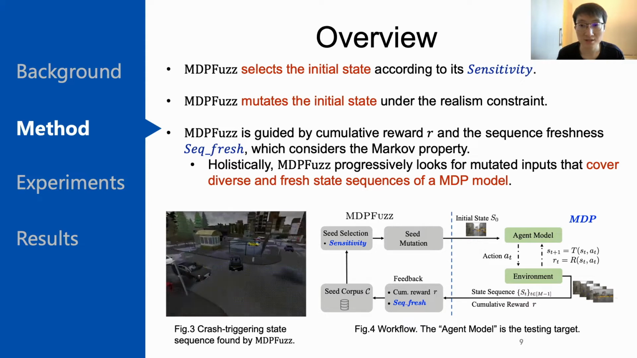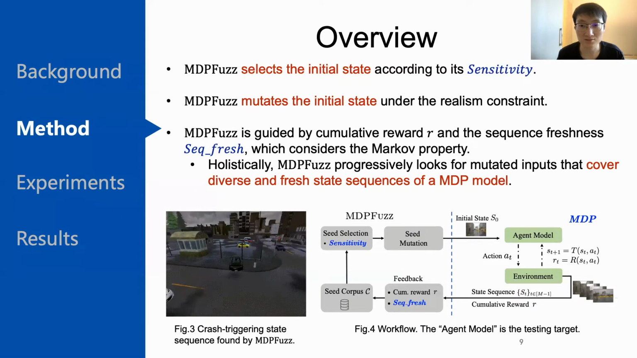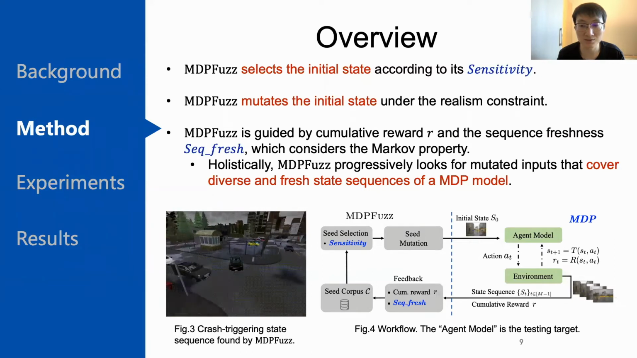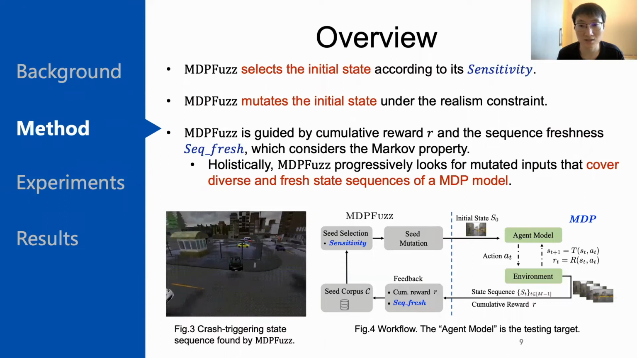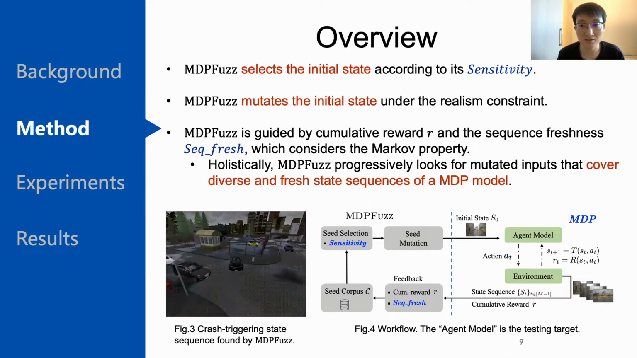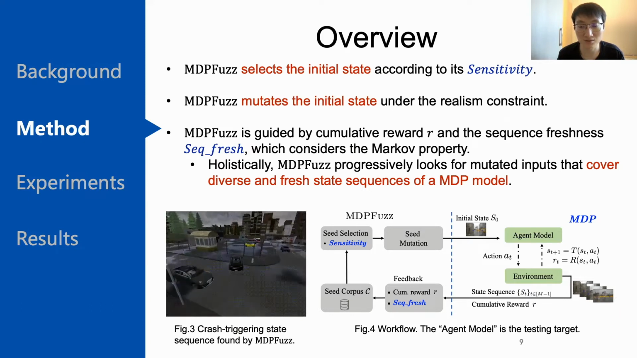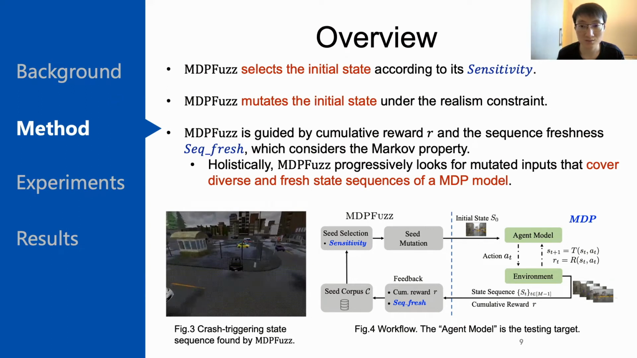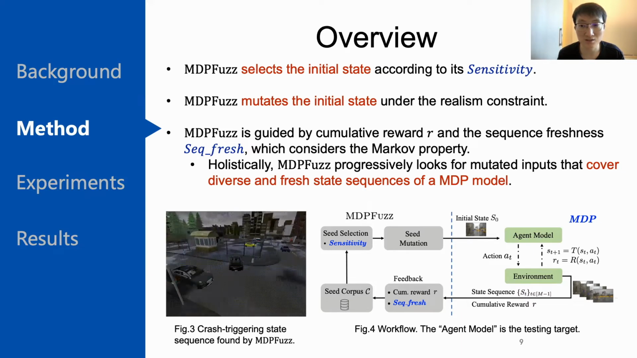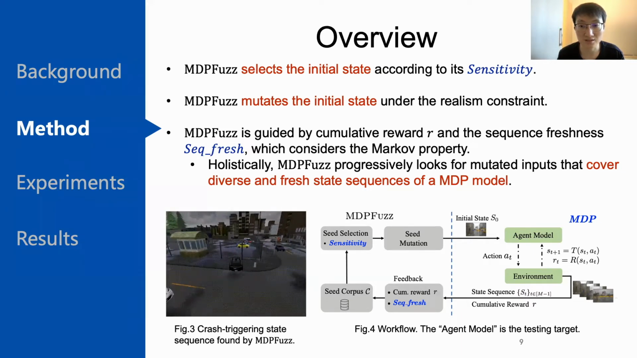MDPFuzz is guided by cumulative reward and the state sequence freshness, and we also incorporate a Markov property when computing the sequence freshness. Figure 3 depicts a cross-triggering sequence found by MDPFuzz, which shows that the whole sequence is realistic since we only modify the positions of the vehicles on the road. And the model-controlled vehicle, which is the black car in the middle of the image, crashes into the fence by taking the actions from a SOTA RL model.